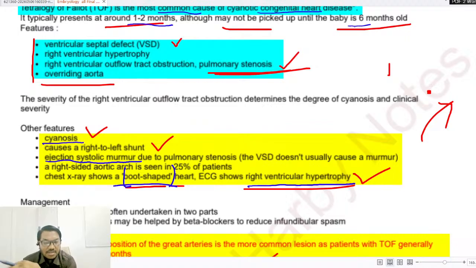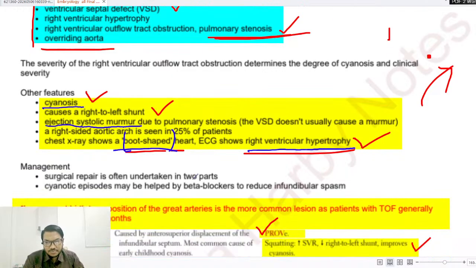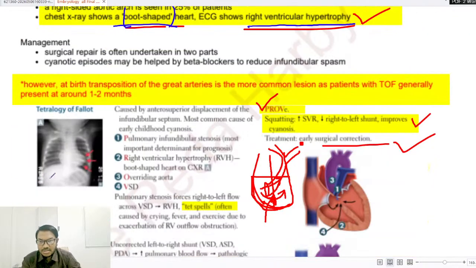So this is clearly taught. This is the X-ray picture. You see, it looks like a boot. Tetralogy of Fallot.